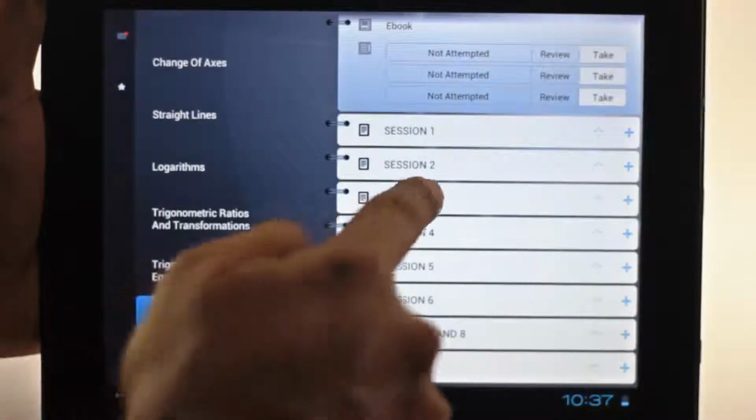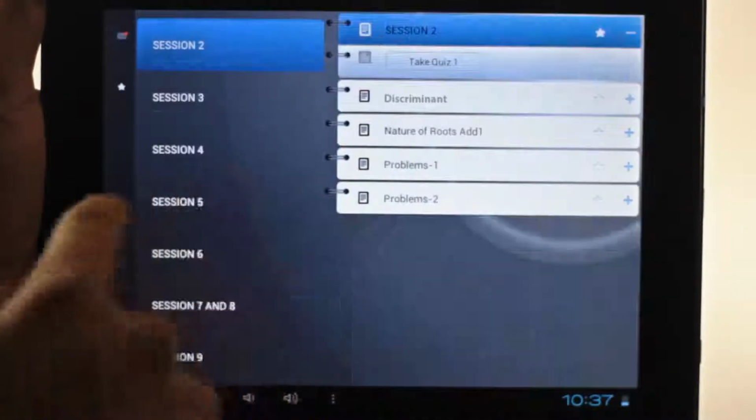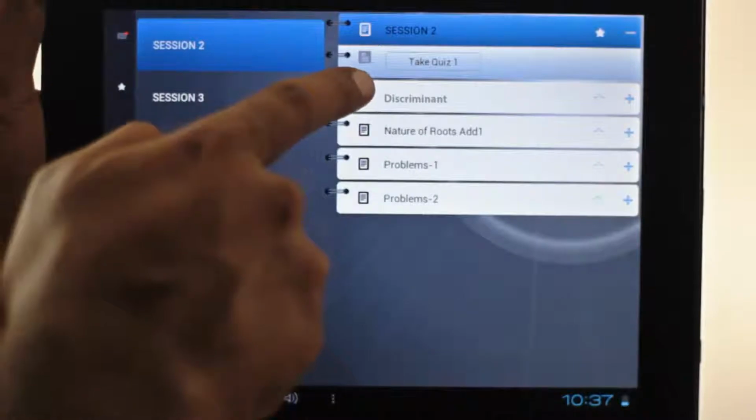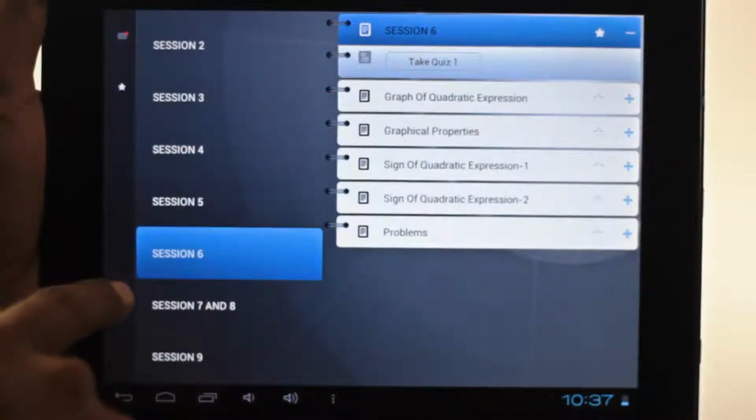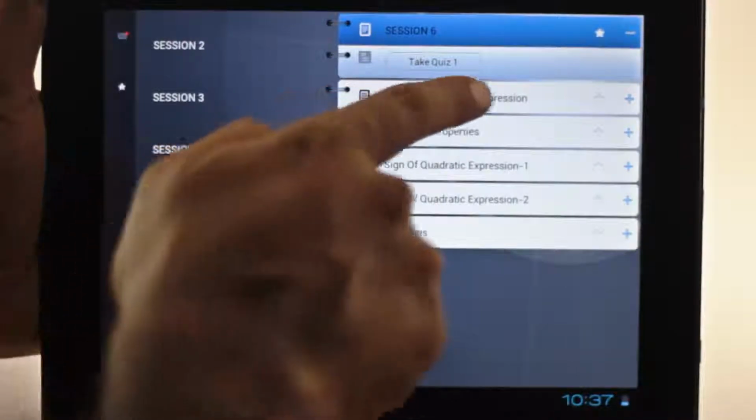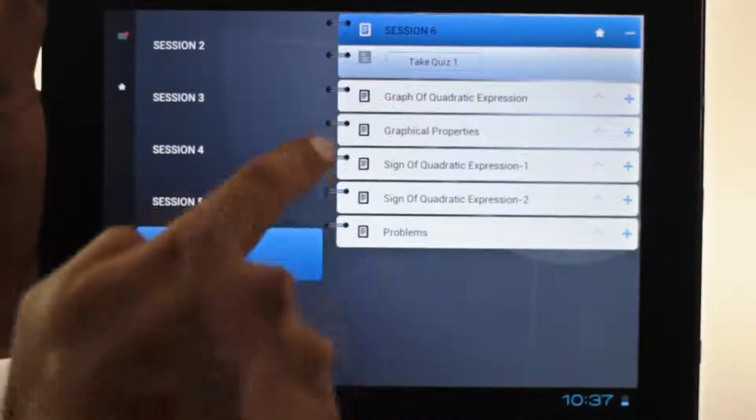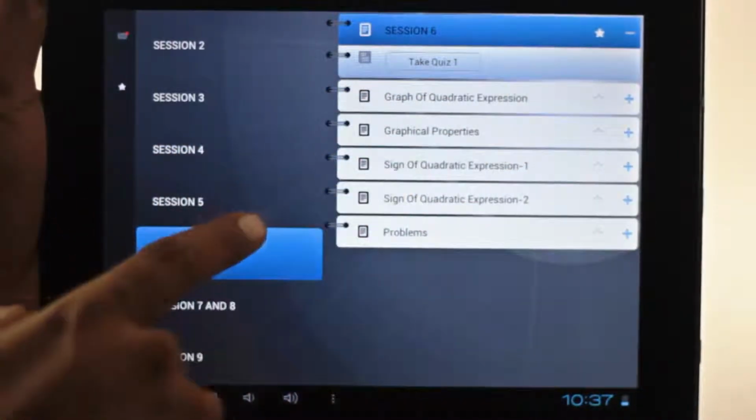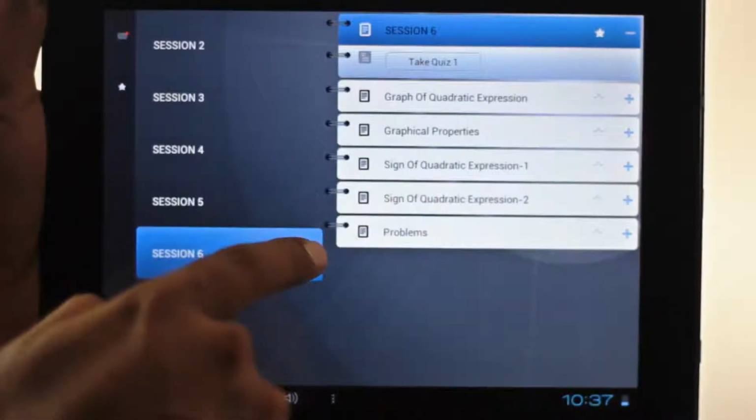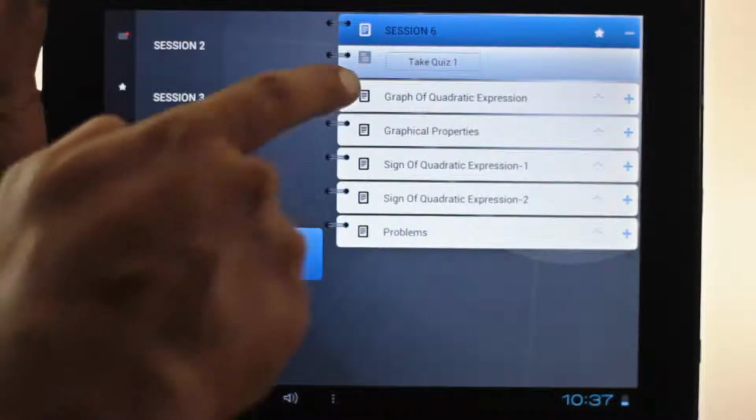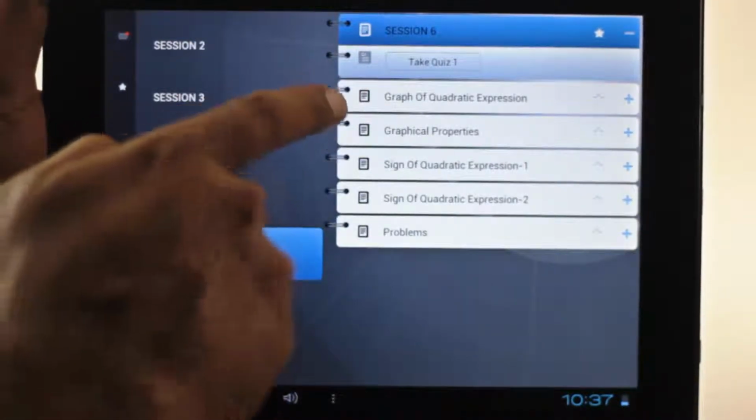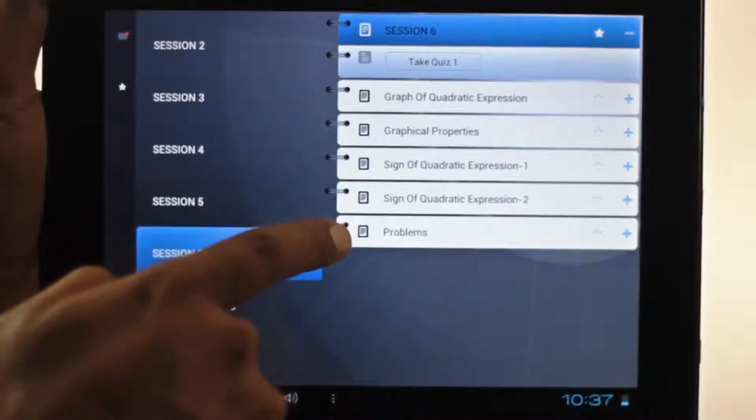Now, you can hit any session. For example, I hit session 2. It talks about discriminant, nature of roots, problem 2. You can hit, say, session 6 for a moment. It talks about graph of quadratic expression, graphical properties, sign of quadratic expression 2, and problems. So that's how each session has some concepts or ideas that are discussed in it.